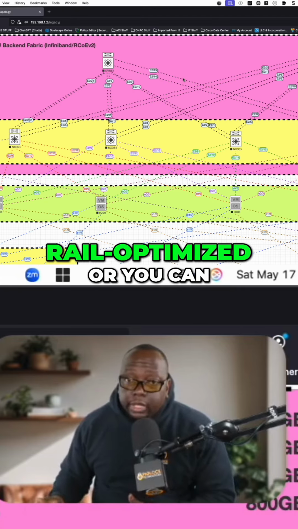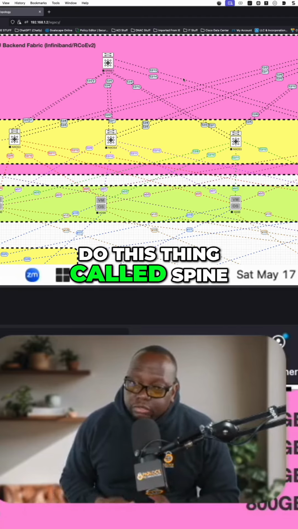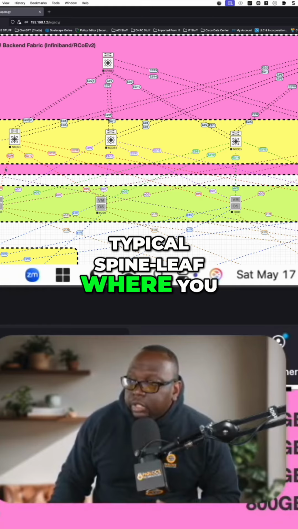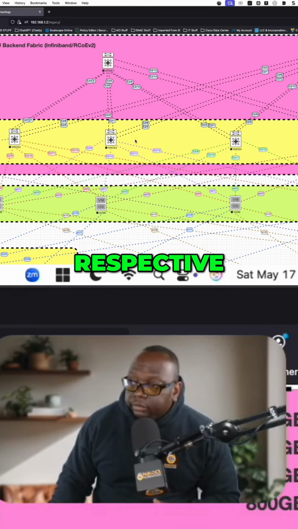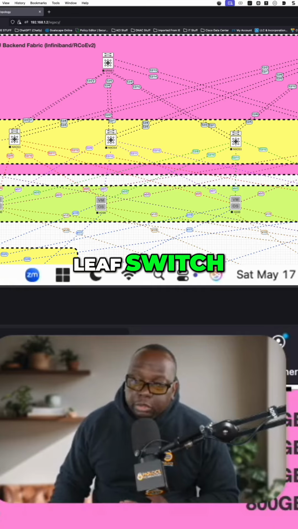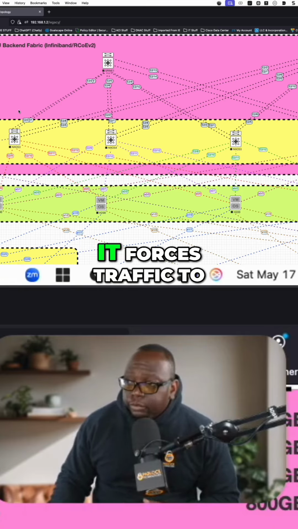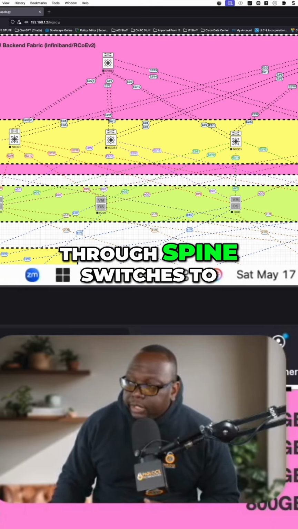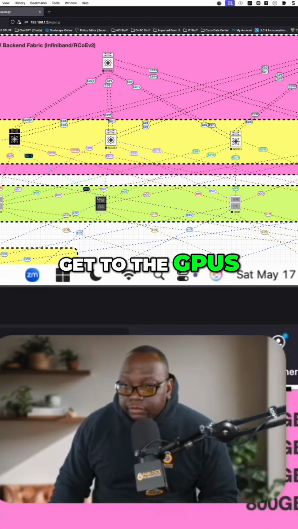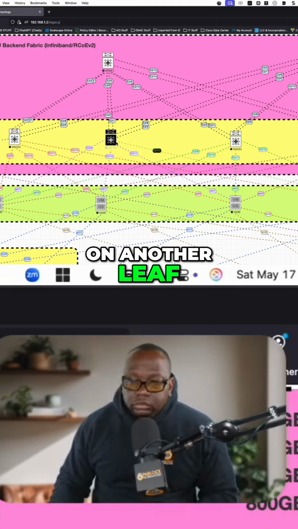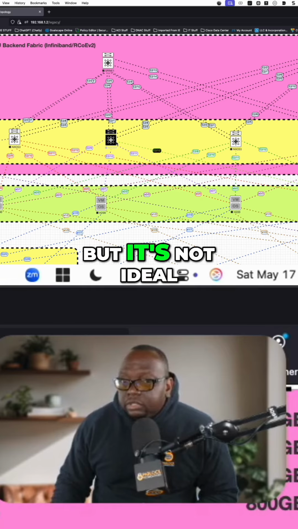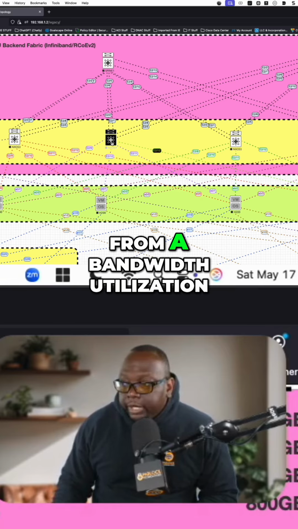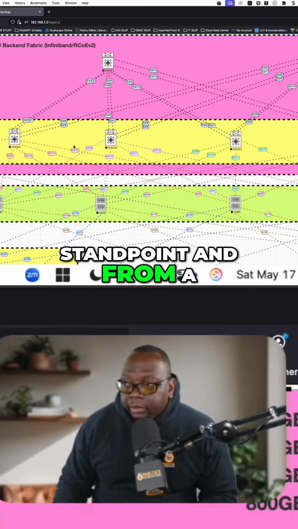Because you can do rail optimized, or you can do this thing called typical spine leaf, where you would have all four links from the GPU server going into its respective leaf switch. But what does that do? It forces traffic to now have to go through spine switches to get to the GPUs on another leaf, which you can do, but it's not ideal from a bandwidth utilization standpoint and from a latency standpoint.